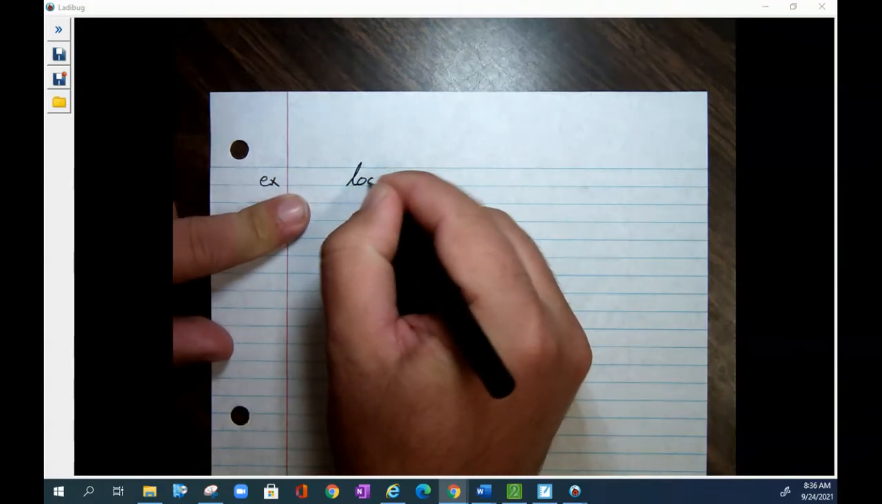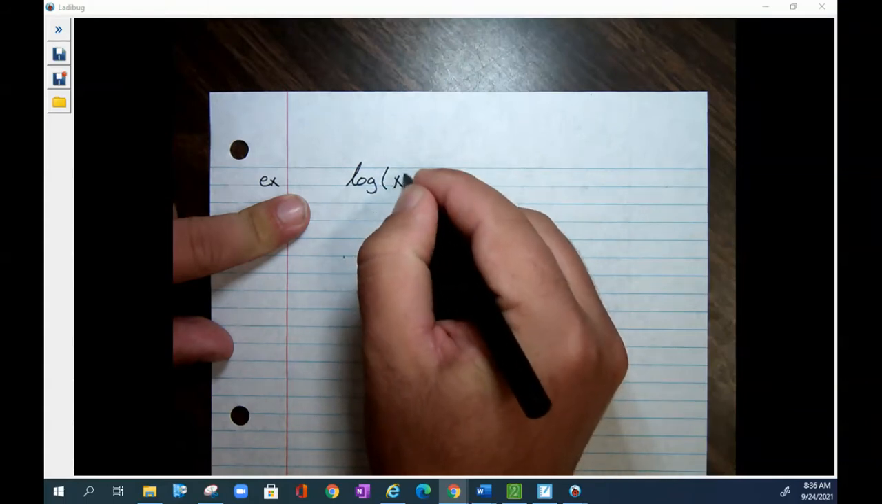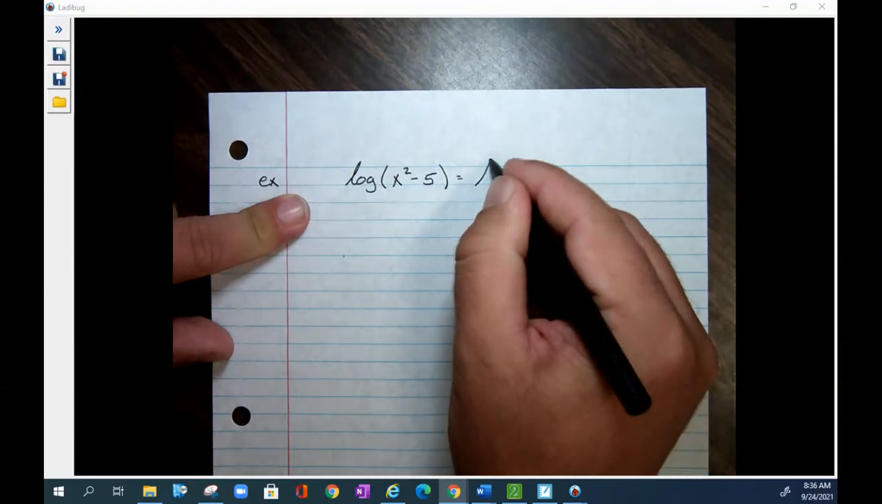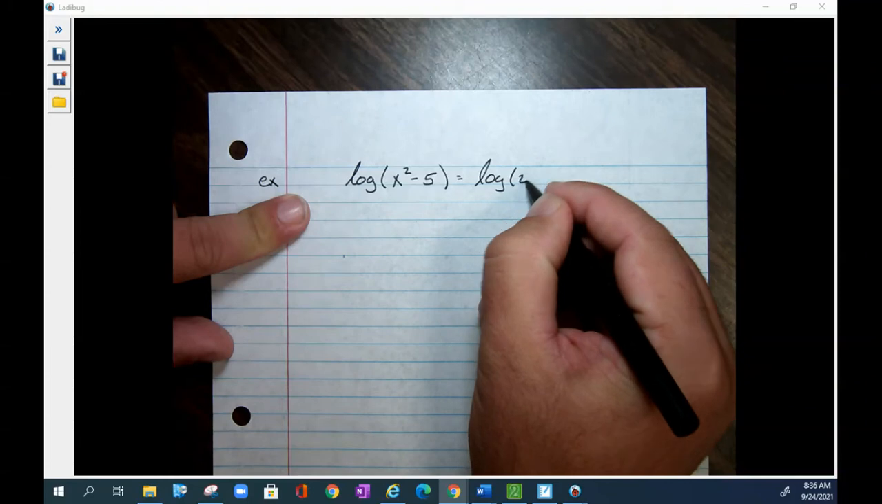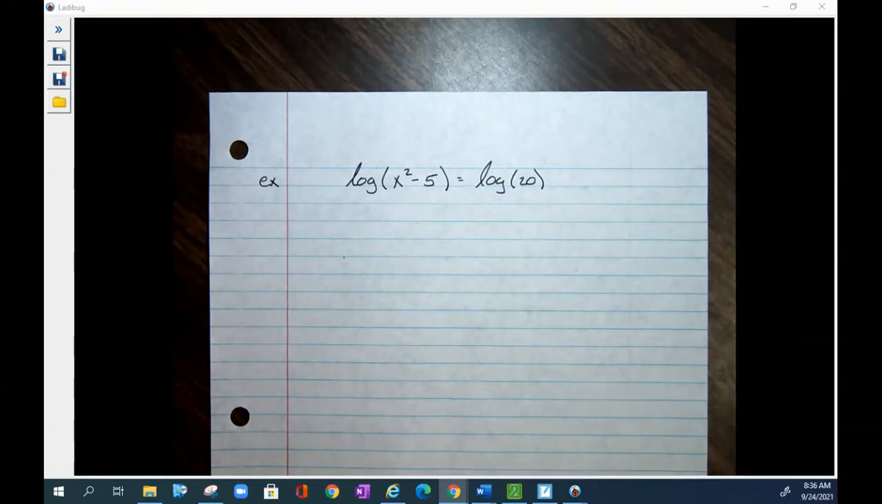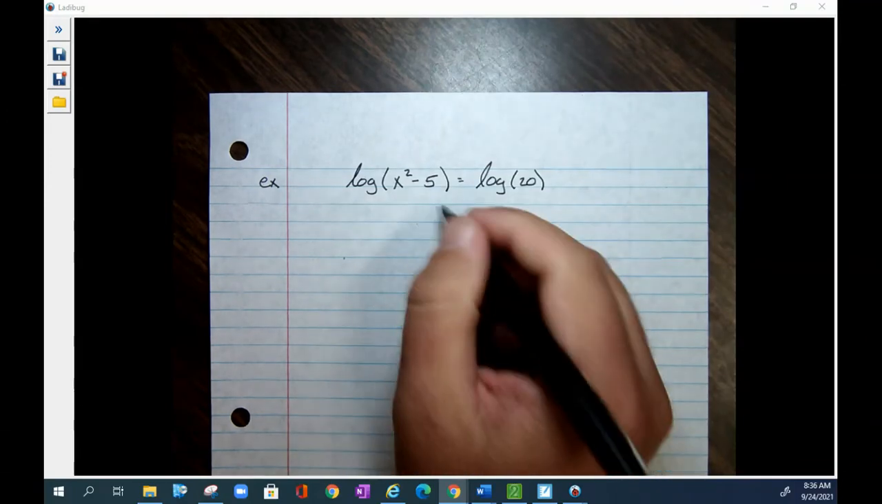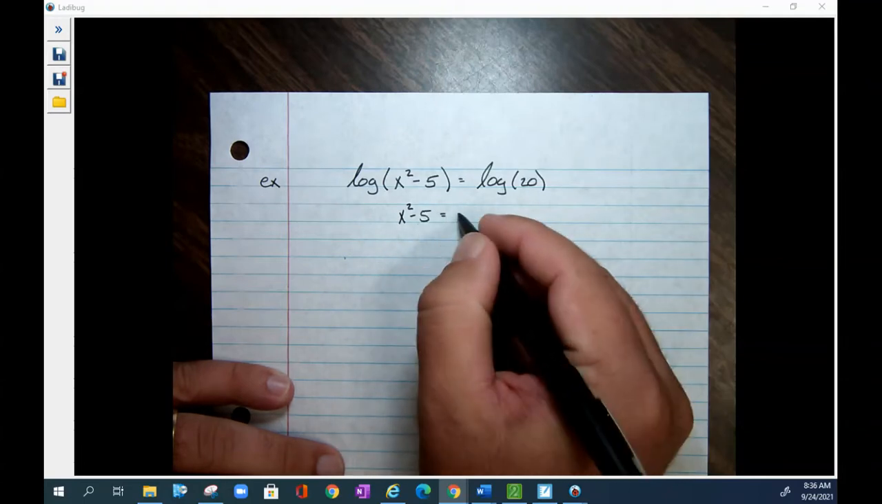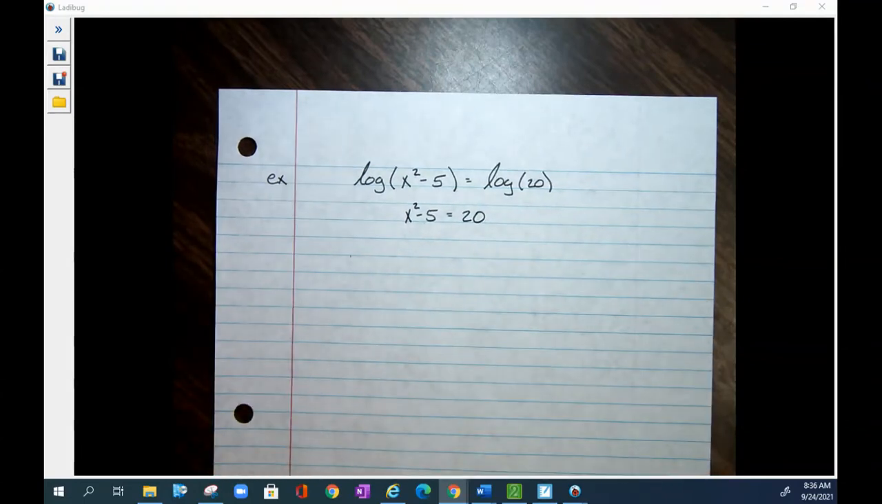Okay. So we could have this. Okay. Fine. Not a big deal. I see I've got common logs on both sides, so I can drop them. So then I'm just looking at x squared minus 5 equals 20. Okay.